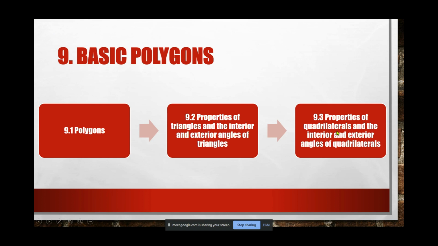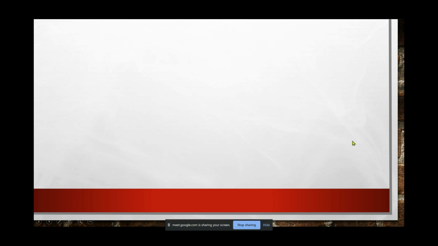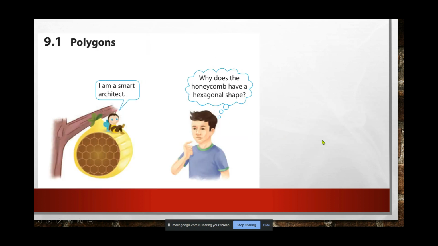So firstly, let us look at this picture here. 9.1 about polygon. Look at, what is this? Who is this? The bee, right? It's written there, I'm a smart architect. Why does the honeycomb have a hexagonal shape? Hexagonal shape means like this. You have 6 sides over here. Why do you think the honeycomb has a hexagonal shape? Why do you think so?